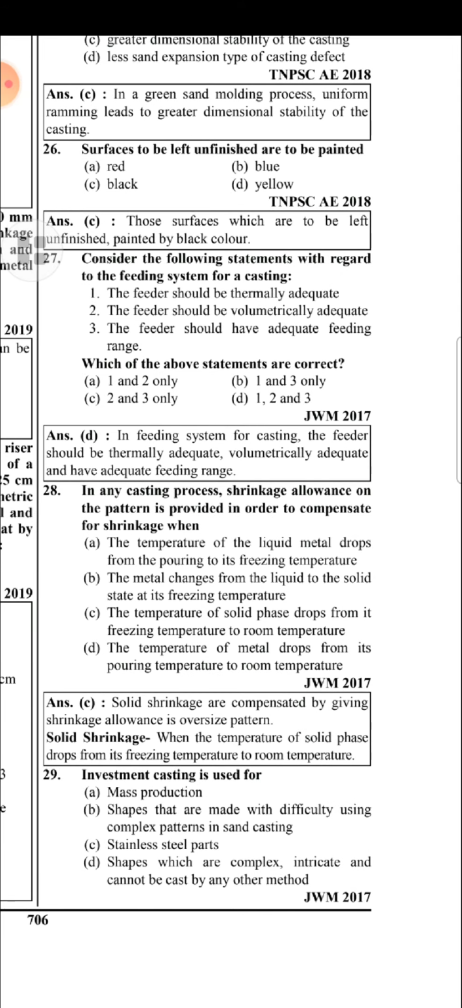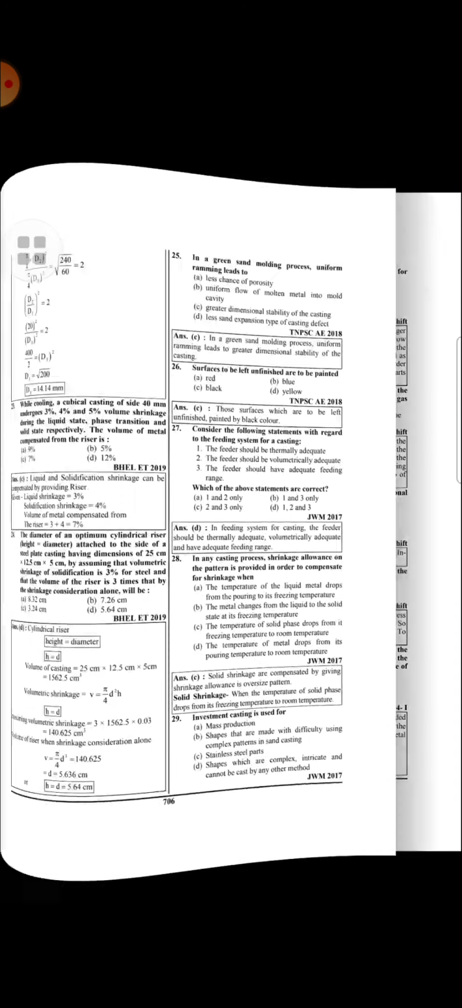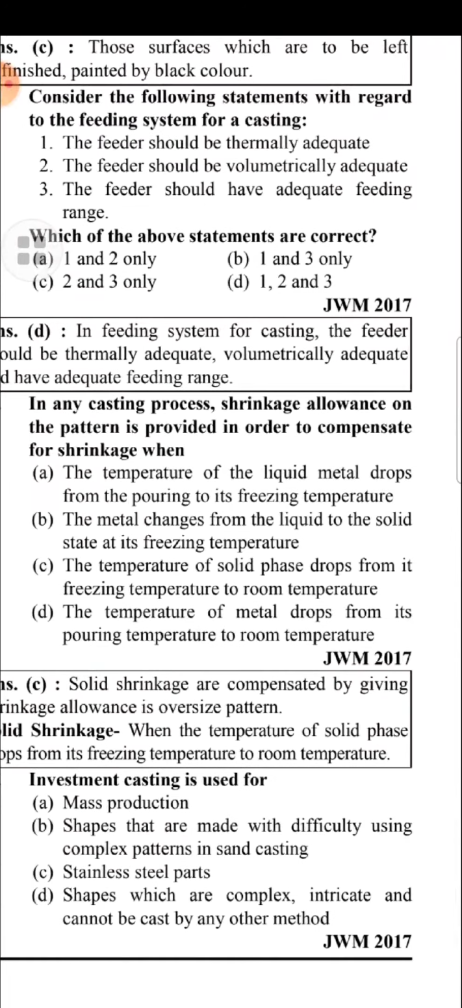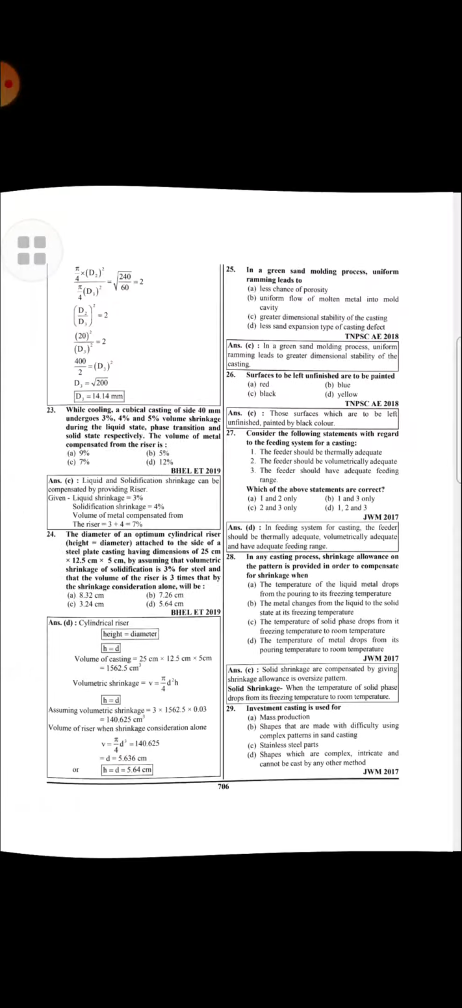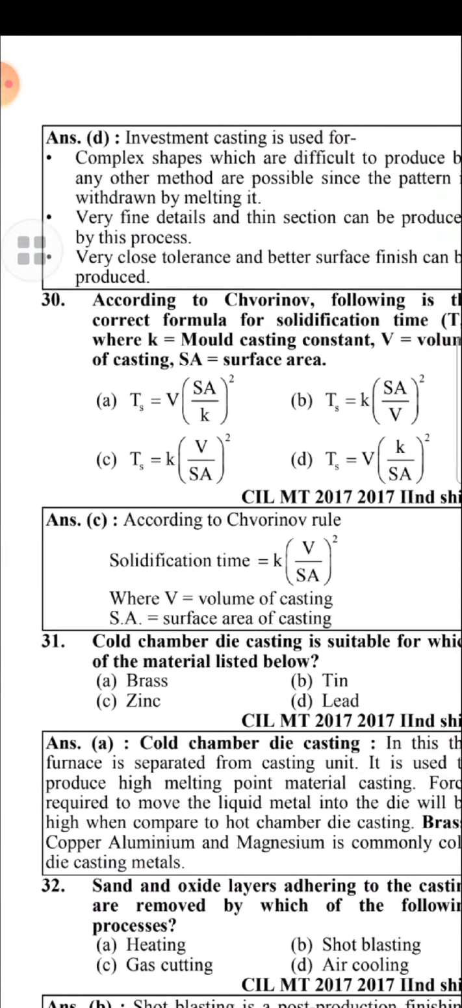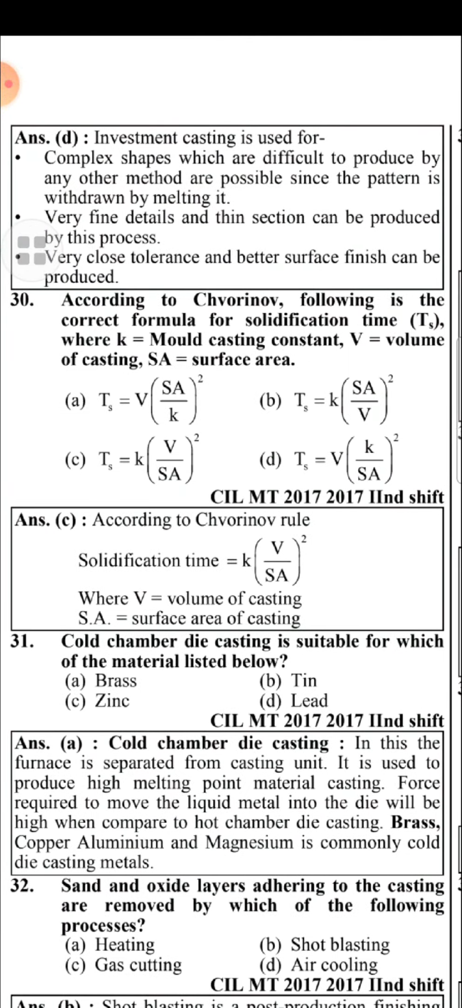Investment casting is used for shapes which are complex, intricate, and cannot be cast by any other method. Complex shapes which are difficult to produce by any other method are possible since the pattern is withdrawn by melting it. Very fine detail and thin sections can be produced by this process. Very close tolerance and better surface finish can be produced.